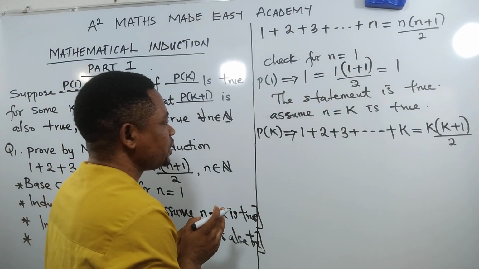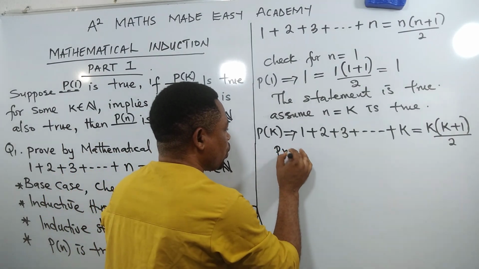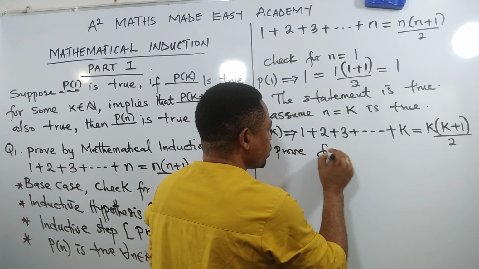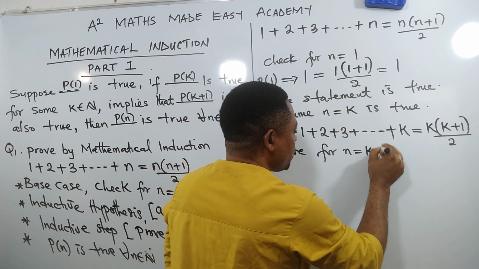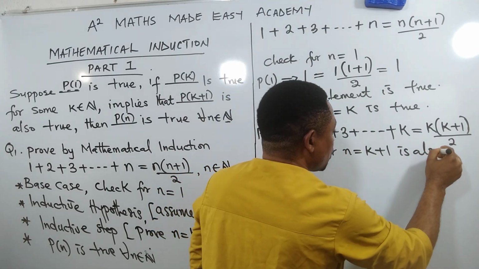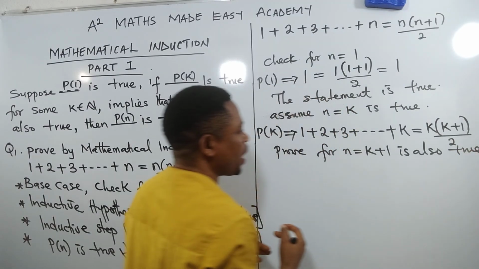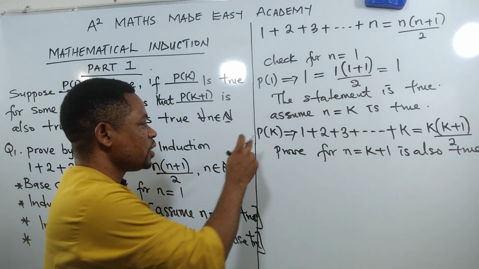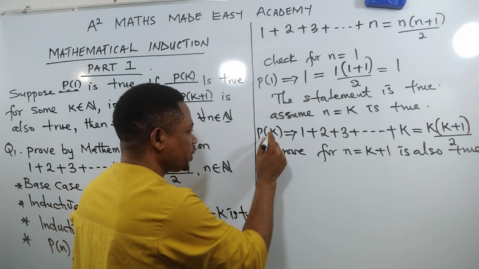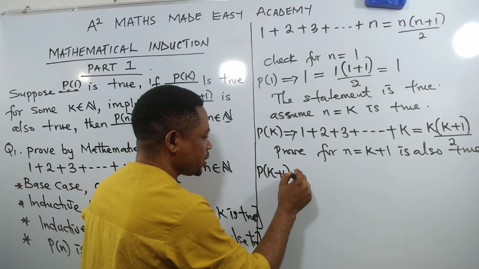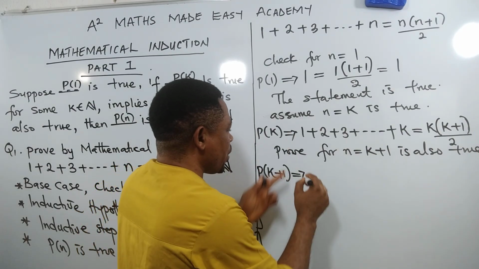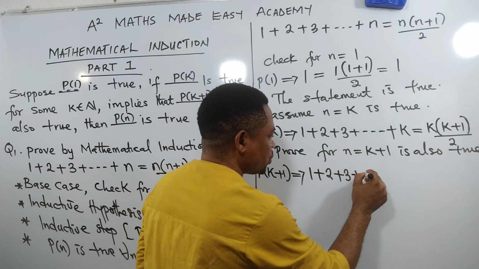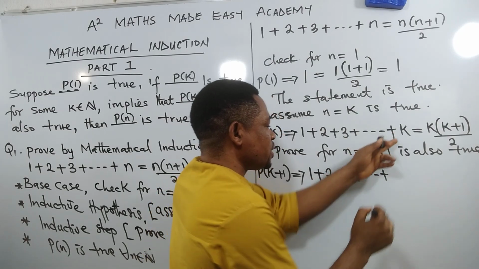Am I communicating? Then case 3 now requires what we call proof. We want to prove for n is equal to k plus 1 is also true. Now in this aspect, you have to be very, very careful. So let's start first. This is P of k, what is k now? k is k plus 1, right? Which implies, we are going to write it to have 1 plus 2 plus 3 plus dot dot dot plus k.